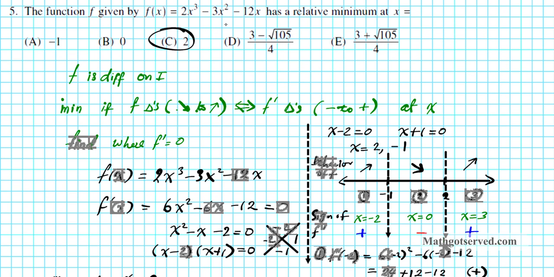So if the second derivative exists, you can always skip this chart if you don't like it, and then use that approach, which is much faster.